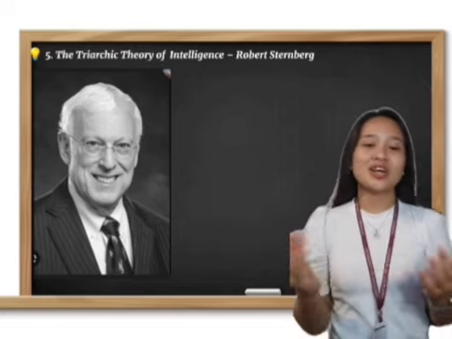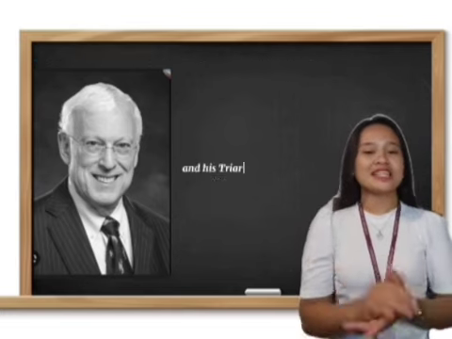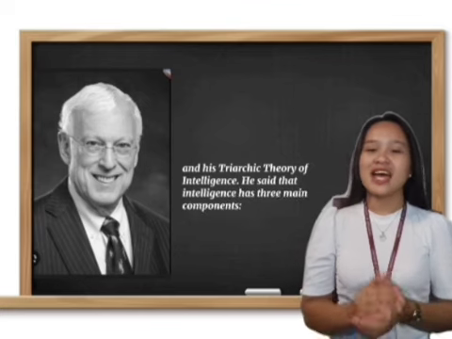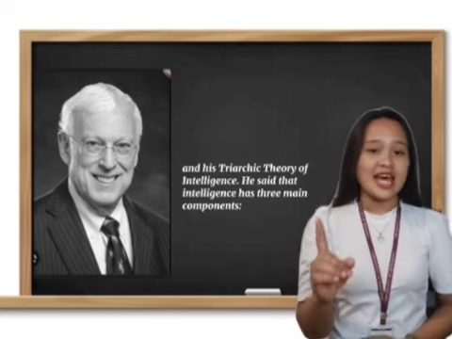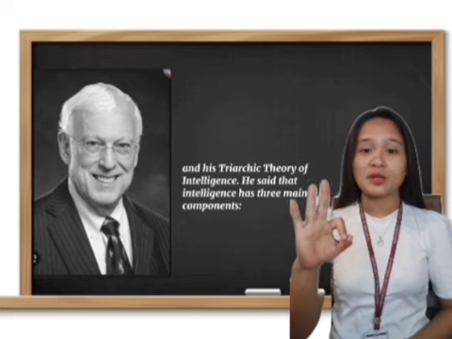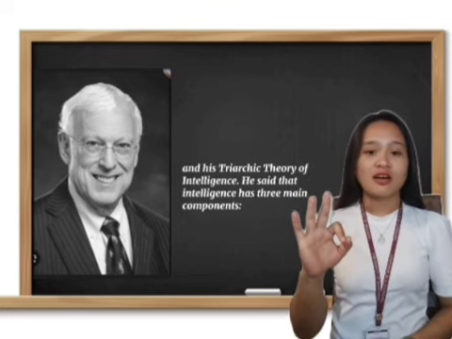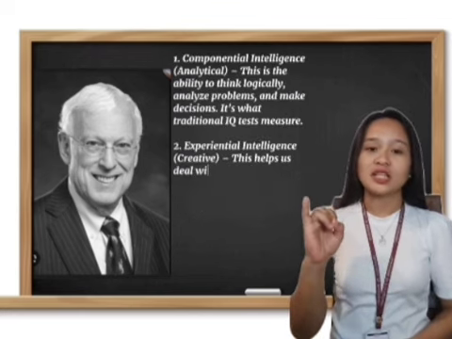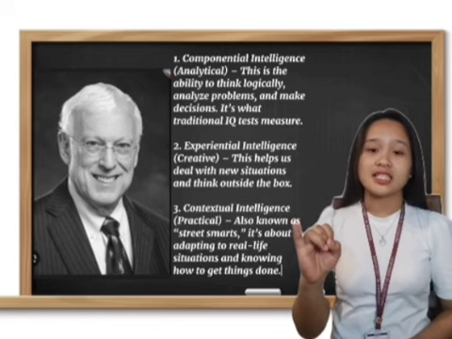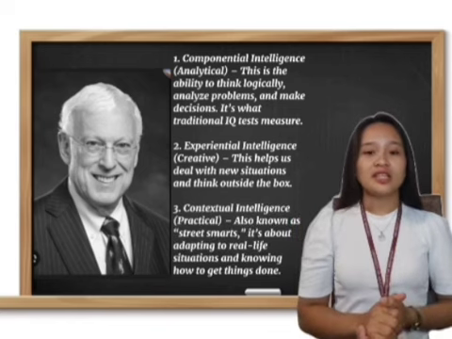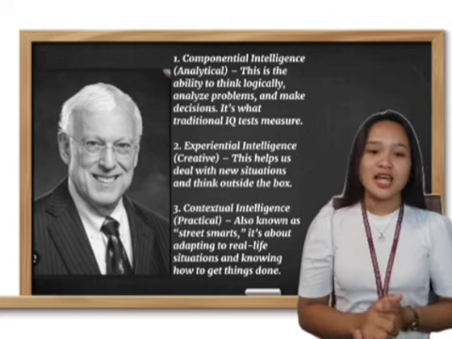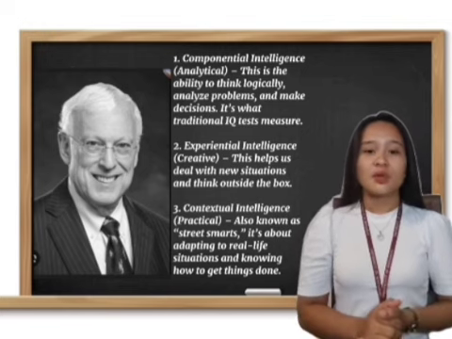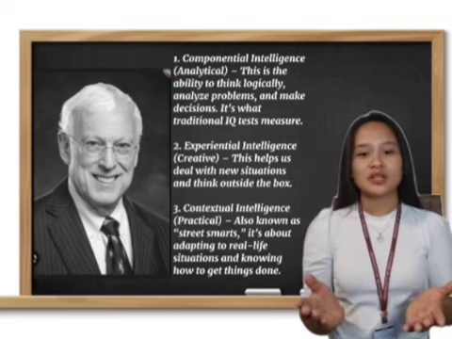Finally, let's talk about Robert Sternberg and his hierarchic theory of intelligence. He said that intelligence has three main components. First, componential intelligence, or the analytical. This is the ability to think logically, analyze problems, and make decisions. It's what traditional IQ tests measure.